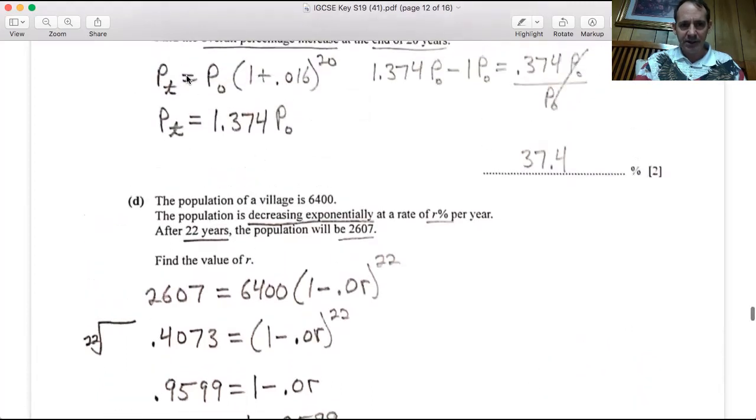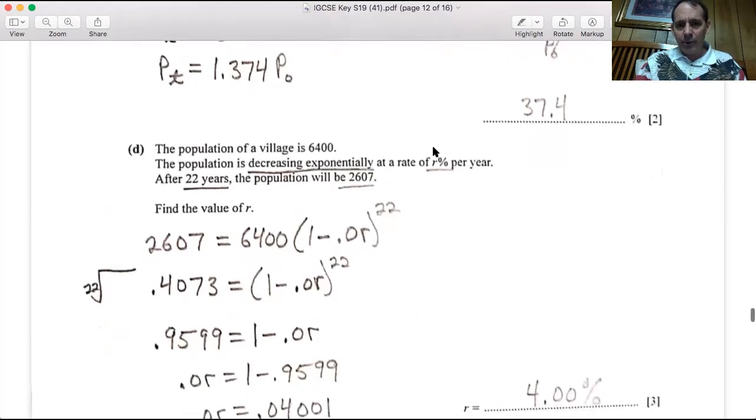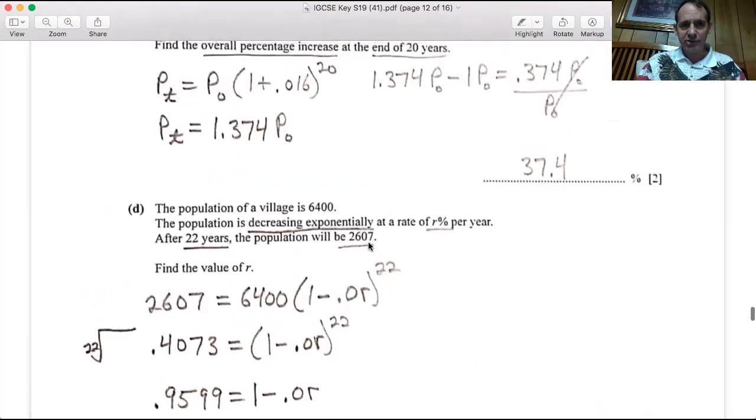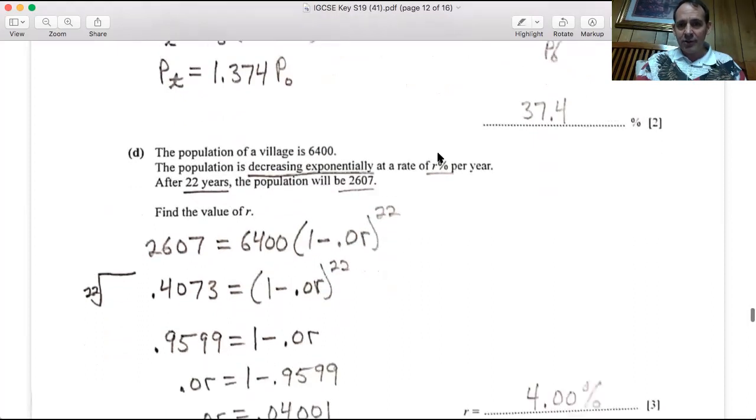Notice it's the same formula as right here. Population after time, population original, except this time our population, instead of increasing, is decreasing. So the original, instead of going up, our original 100% is going down. Now we have our percent. So what I did is I changed it to a decimal because that's what you do with the formula. So instead of R, it's moved the decimal over twice, 0.0R. That's not an OR, it's 0.0R. And then the time is your exponent, 22 years.